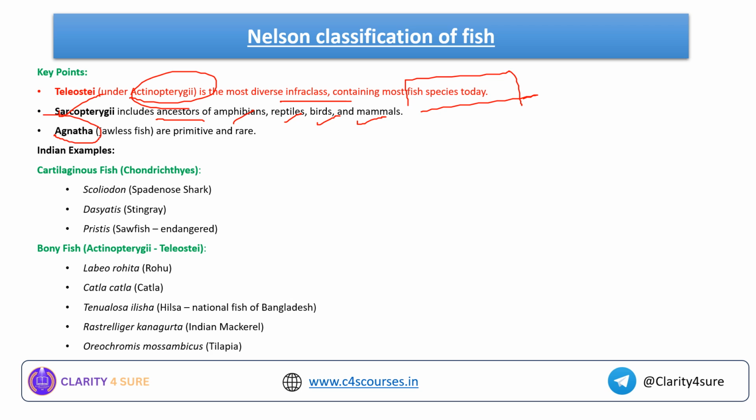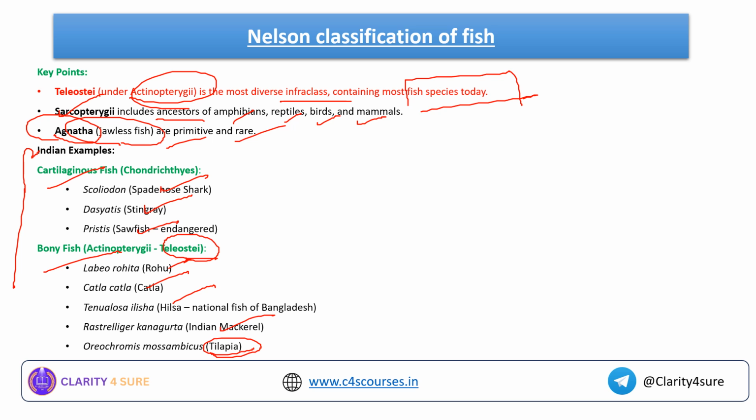And Agnatha, we know, is a jawless fish, and they are primitive and rare. Now, Indian examples of the cartilaginous fishes and bony fishes are, we know this, spade nose shark, stingray, sawfish, and bony fish, that is Actinopterygii of the teleostei group, are rohu, katla, hilsa, Indian mackerel and tilapia. See, along with the common name, you have to remember the scientific name also. So these are the Indian examples.